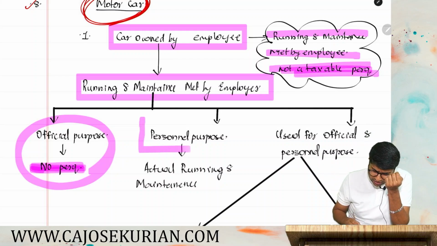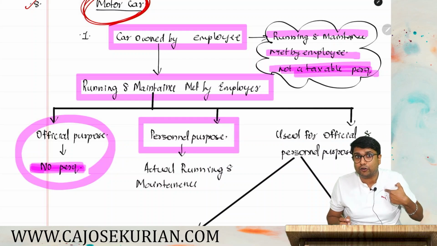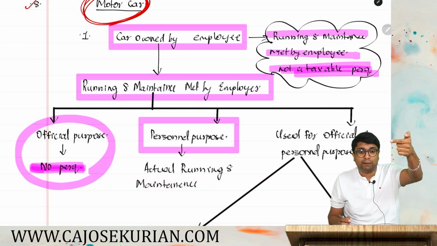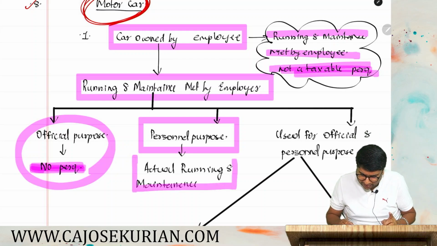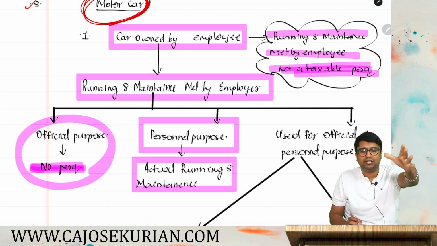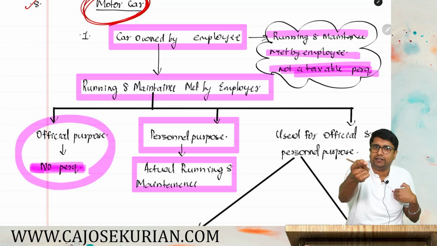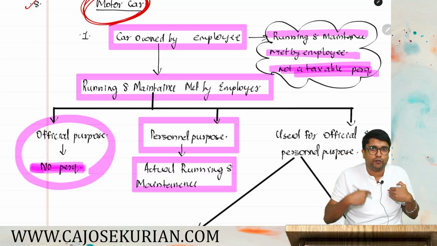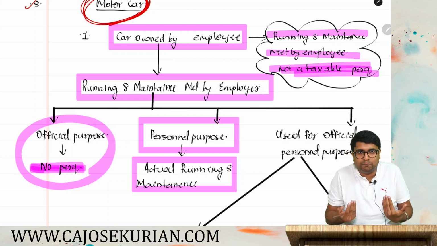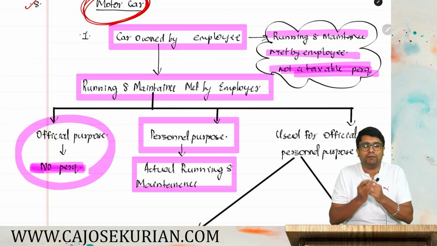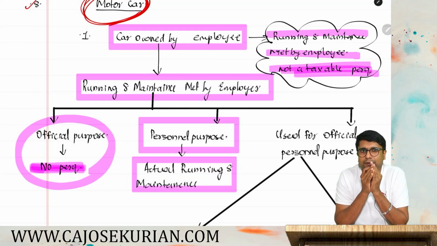Number two, I have a car, running and maintenance charges are met by the employer, and I'm using it for my personal benefit. Now I'm getting a personal benefit over here because I'm using it for my personal purpose. Then the actual running and maintenance charges met by the employer shall be taxable in my hands, because I have a car, I have to fuel it. If you, being my employer, are fueling it, and I'm using that car for my personal purpose, that means indirectly you are sponsoring my personal trips, and the value of the fuel met by you shall be the taxable perquisite in my hands.